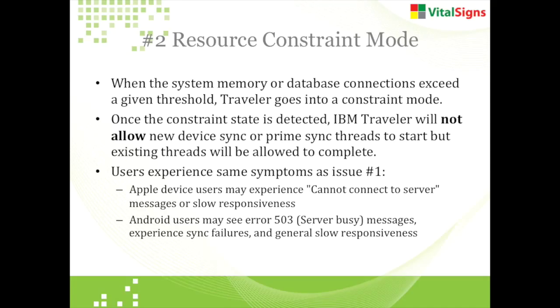Once a Traveler server is in constraint mode, the IBM Traveler will not allow any new device syncs or prime sync threads to start, but it will allow existing threads to complete. What users experience in this case is the same symptoms as issue number 1, insufficient HTTP threads, meaning the Apple devices may see an error message, connect to server, and Android users might see 503 server busy, and all types of devices might see generally slow responsiveness and sync failures.